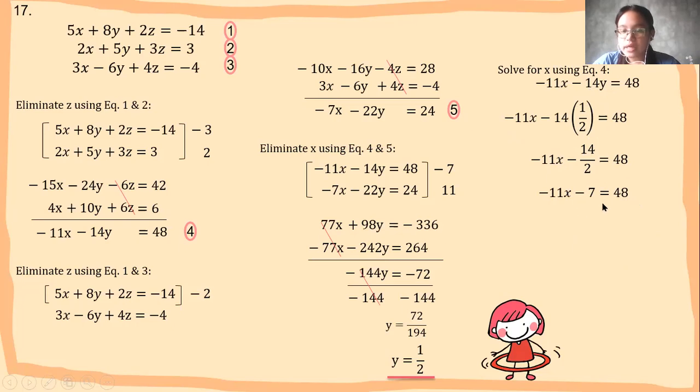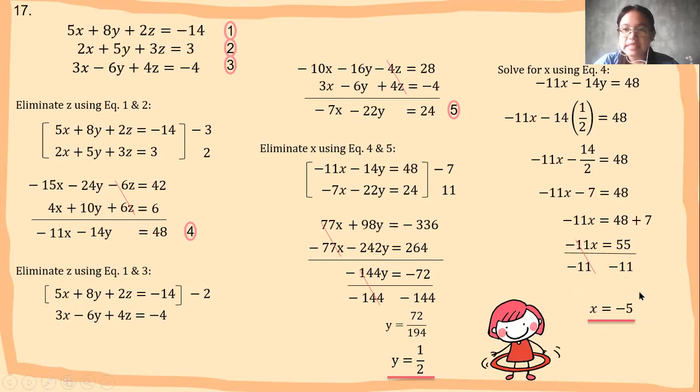Then let's transpose the negative 7 to the right side. So negative 11x is equal to 48 plus 7. Then add, negative 11x is equal to 55. Then divide both sides by negative 11. Then cancel. We have x is equal to negative 5. 55 divided by negative 11. If we divide two different signs, it will become negative. So we have x is equal to negative 5. So this will be our value of x.